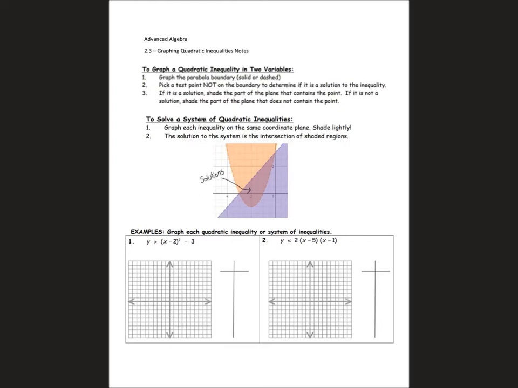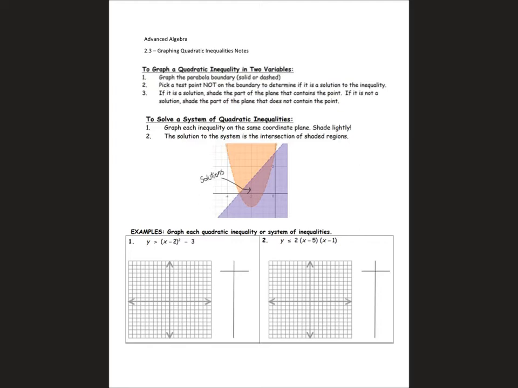Step two, once you have your parabola drawn in, you're going to test the point by choosing a point that's either inside or outside of the parabola. All right, make sure you test the point that is not actually on the boundary of the parabola. Step three, once you've tested that point, you're going to determine whether or not that point satisfied the original inequality. If it does, you're going to shade that region in.